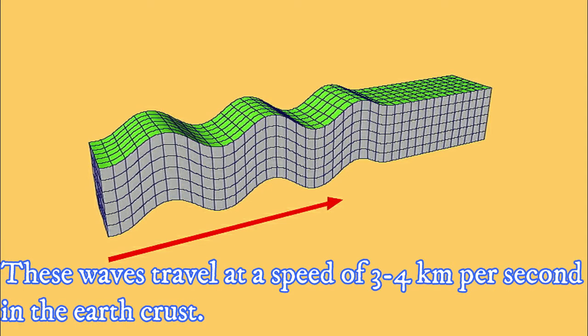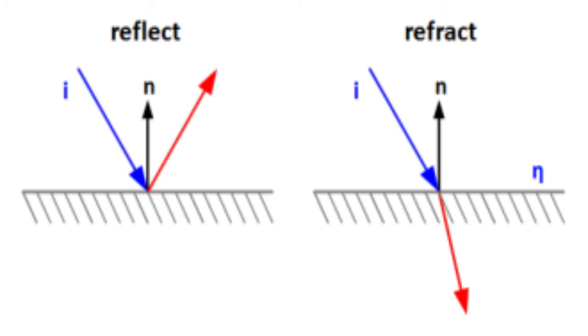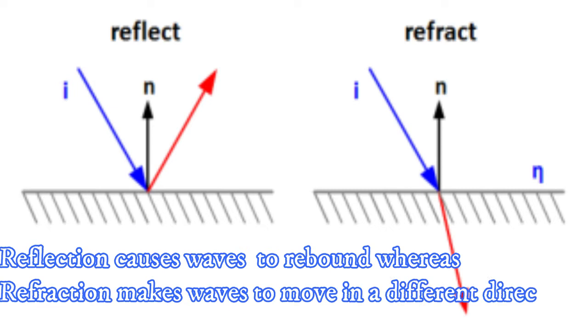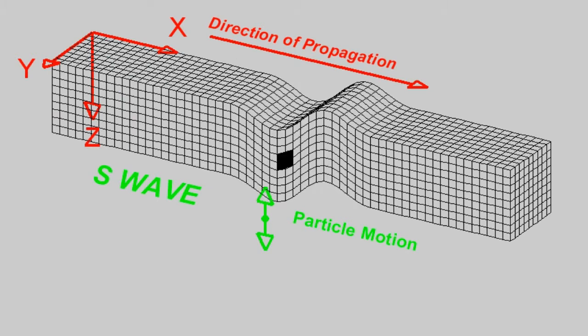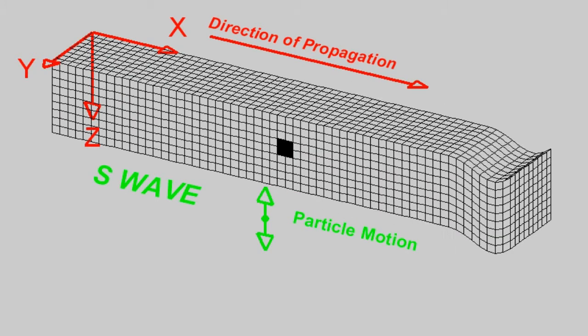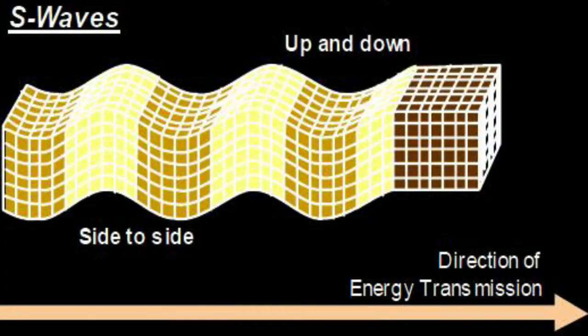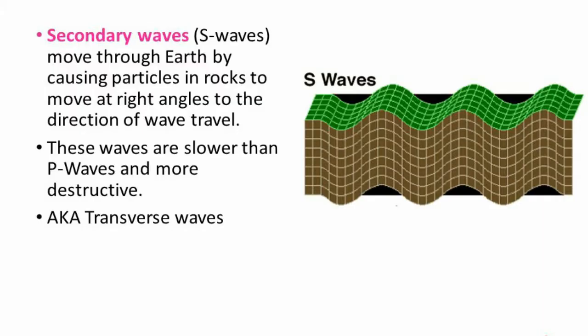Now, we know that reflection causes waves to rebound, whereas refraction makes waves move in different directions. Now, let us know the movement of these waves. The S waves move the rock particles up and down, side to side, perpendicular to the direction that the wave is traveling in. So the direction of the vibrations of S waves is perpendicular to the wave direction in the vertical plane. Hence, they create troughs and crests in the material through which they pass. These waves are more destructive as they cause displacement of rocks, and hence the collapse of structures occurs.